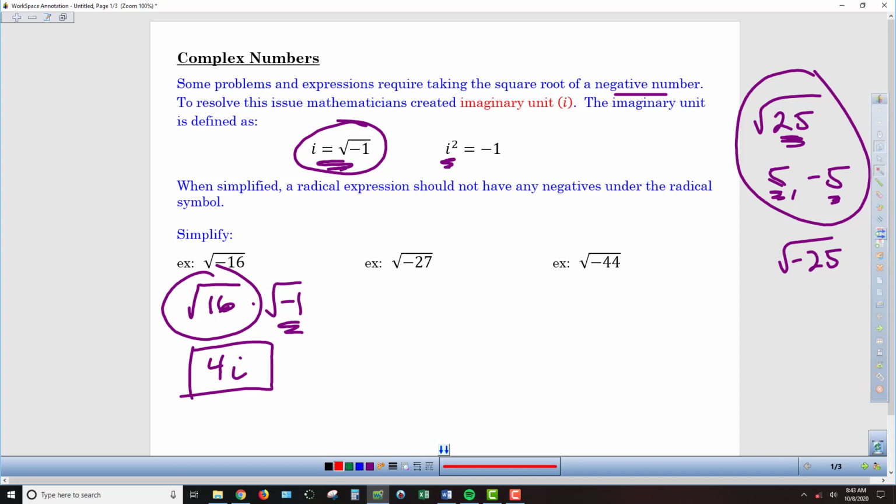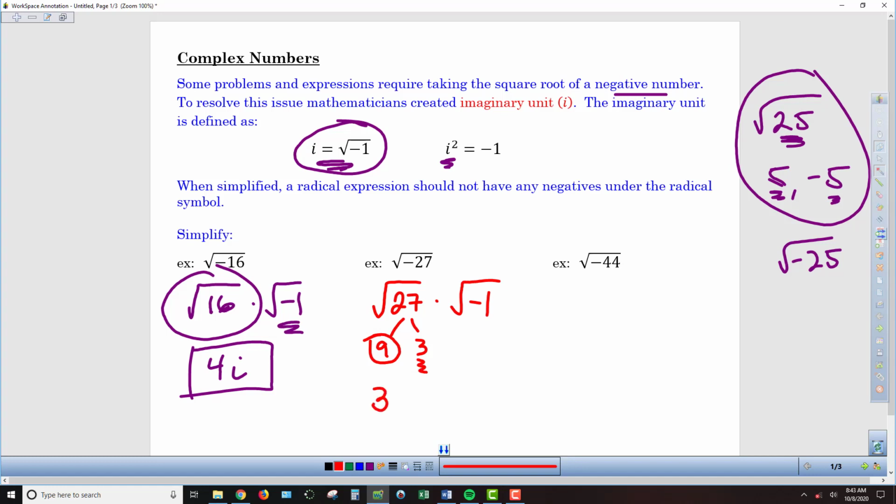For the second example, if we separate out the negative into its own square root, I'm going to have the square root of 27 times the square root of negative 1. And so now that square root of 27, I'm going to simplify as I would under normal circumstances. So I'm going to do my factor tree work here. So I've got 9 times 3. 9 is a perfect square, so I'm going to be able to take the square root of that number. So that's going to come out as a 3.